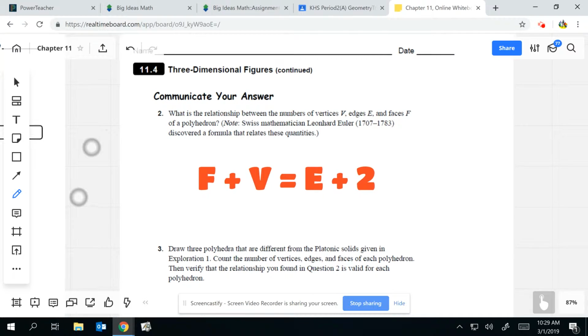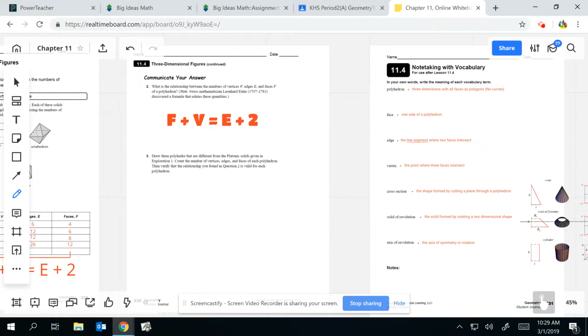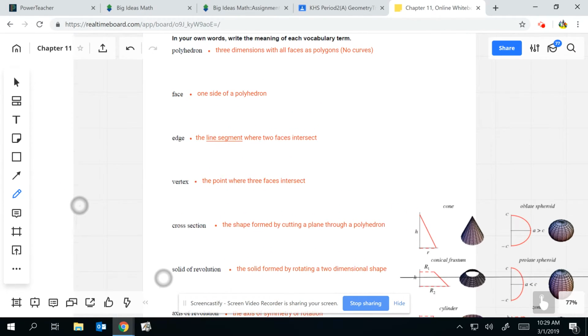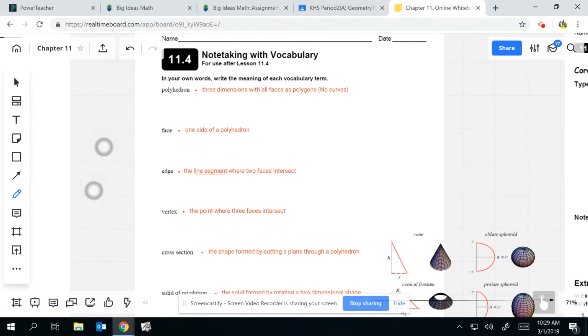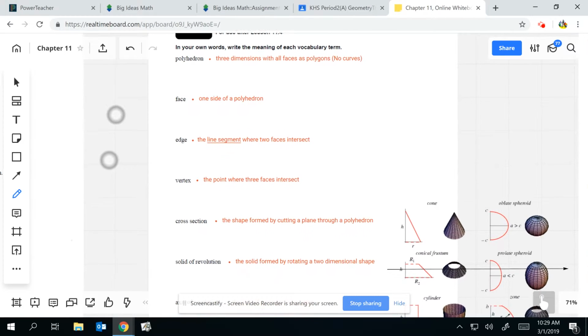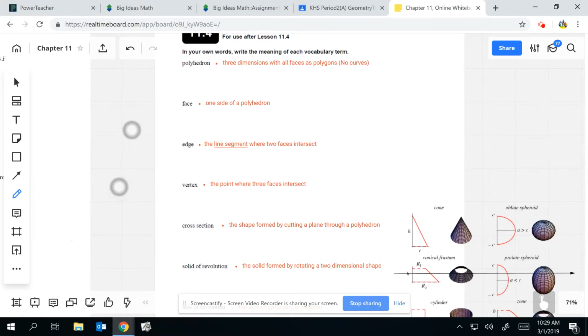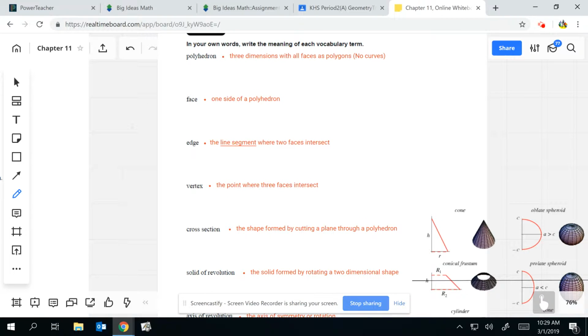All right, let's get to your vocab. I know there's a few of them. They're short. I just made them as short as I could for you. Polyhedron, 3-dimensional with all faces as polygons. Poly is many. I put in there no curves. You cannot have curves in a polyhedron. I told you what a face, edge, and vertex are, so you can get those.